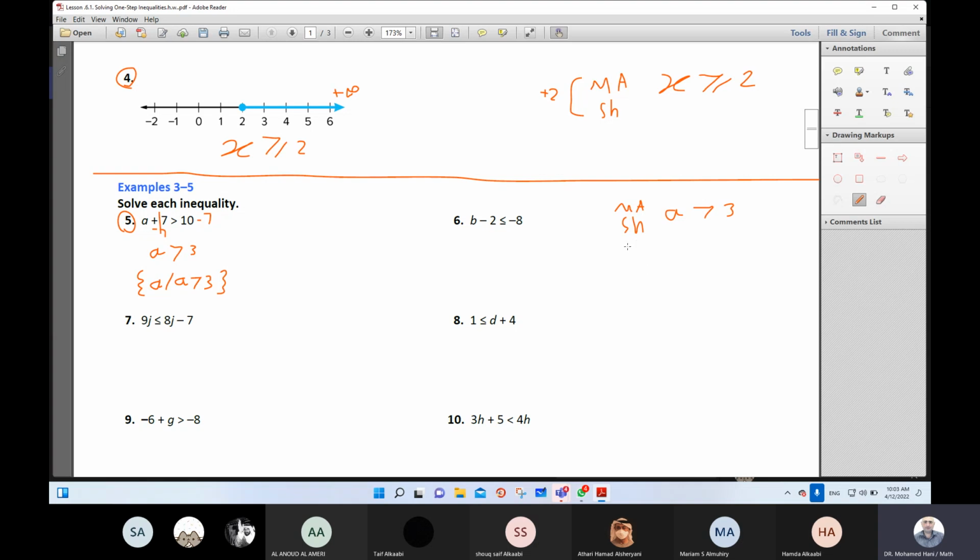So thank you, Mariam and Shok. I will add to you 2 marks. Great work. Okay. Now I want from all to try to solve number 6, please. B less than or equal to -6. Repeat, please. B less than or equal to -6. What is your name? Mariam Al-Muhairi. Thank you, Mariam. Who has else?